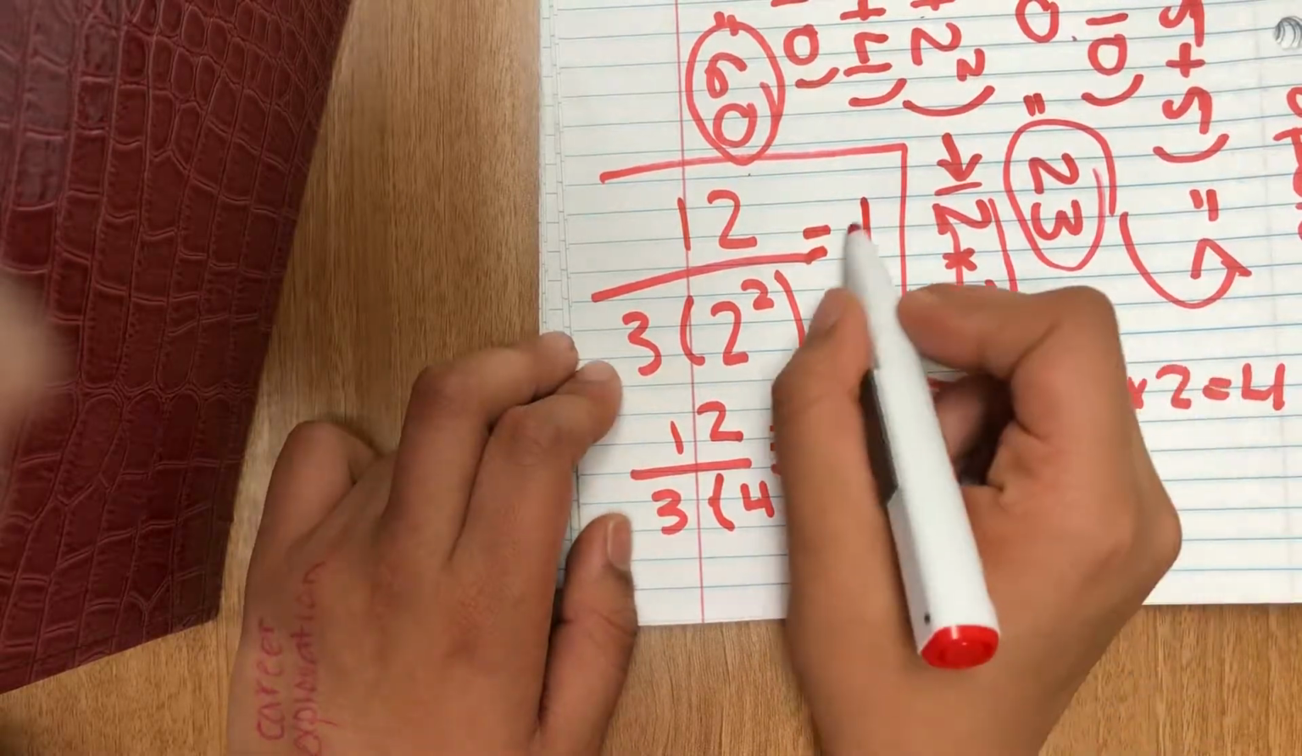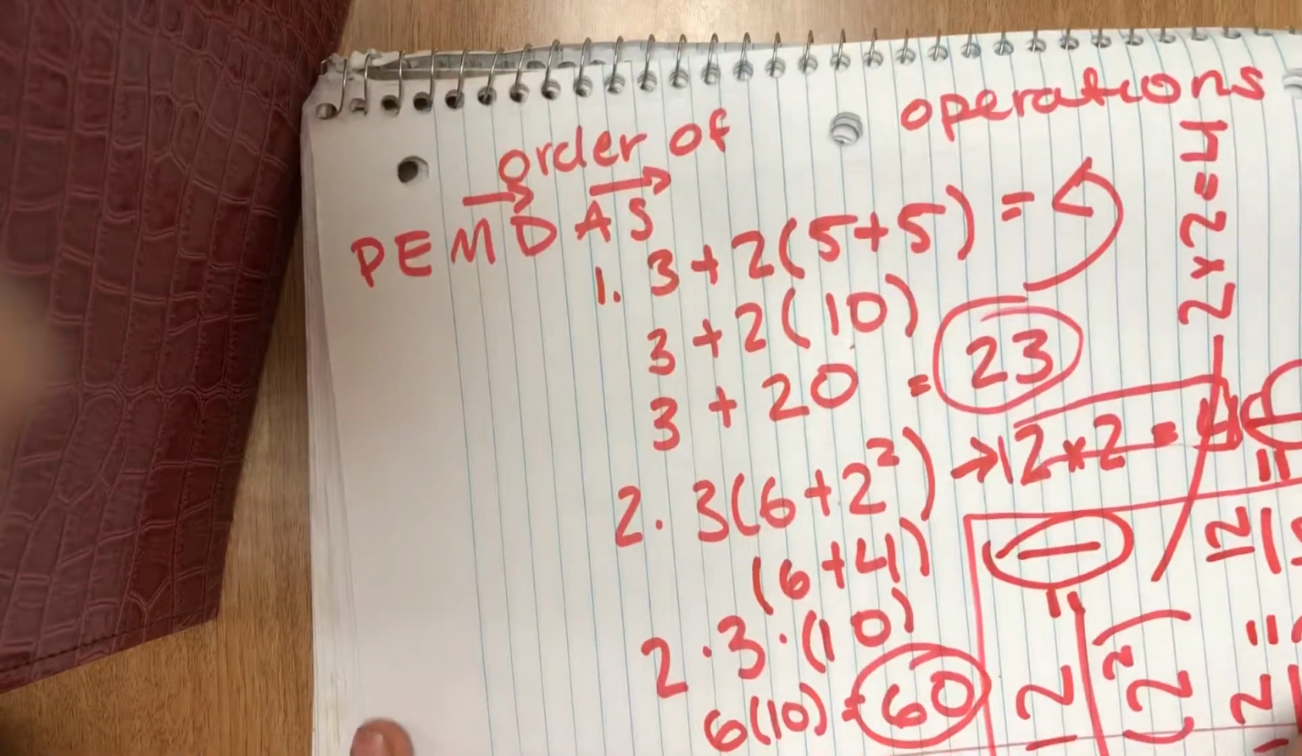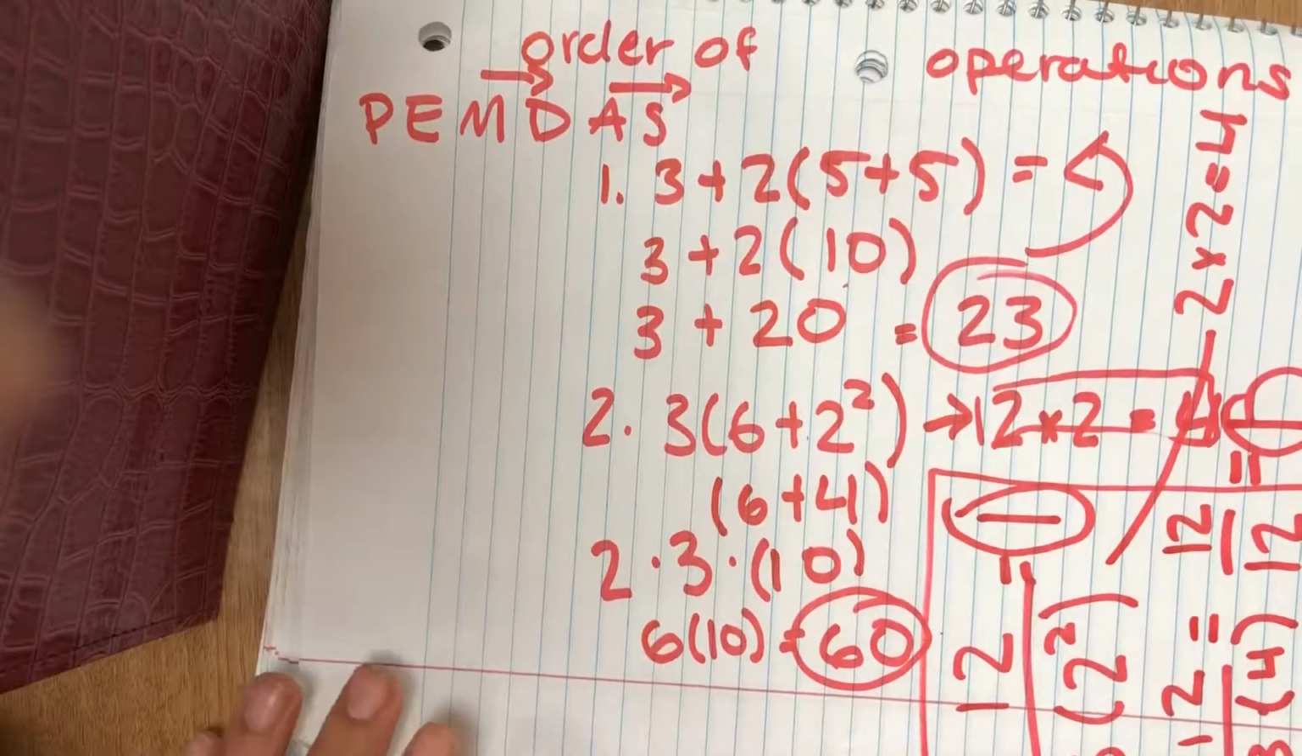Okay. I circled it. Okay, hopefully this makes sense. If it's complicated, it's okay, because order of operations is complicated, but with practice, you can do it.